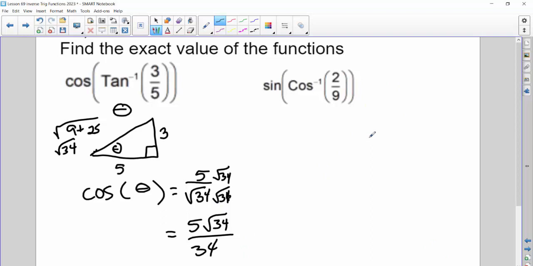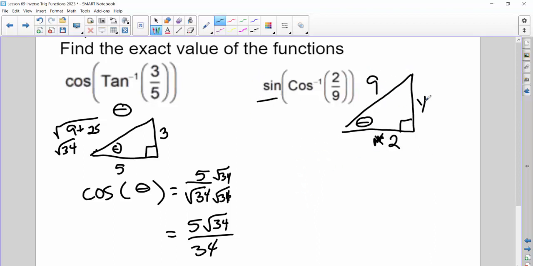I can do the same for this as well. It says I need to find a cosine, inverse cosine of 2/9. Well, I'm never going to find that angle unless I use an approximation from a calculator. But I do know that the adjacent over the hypotenuse is 2 and 9. So in that case, I know 2 is my adjacent, 9 is my hypotenuse, and I can find the y value because I'm going to need that in order to get the sine.